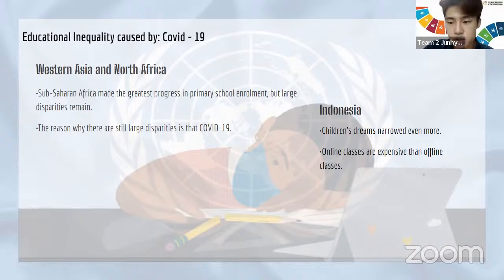Even worse, the children couldn't study in India, where online classes were more expensive. As a result, many people suffered from education fees and children had to give up their dreams easily.